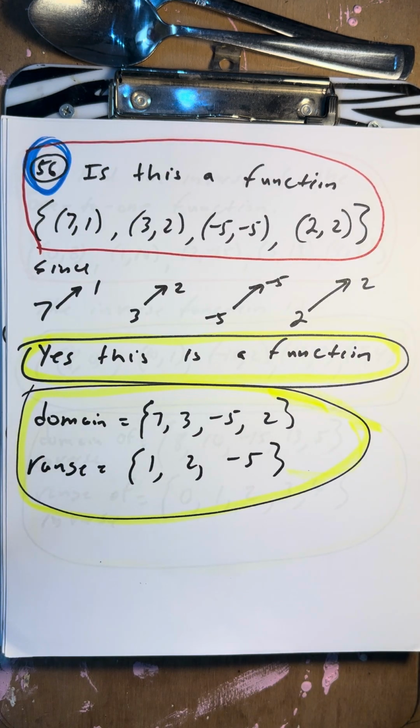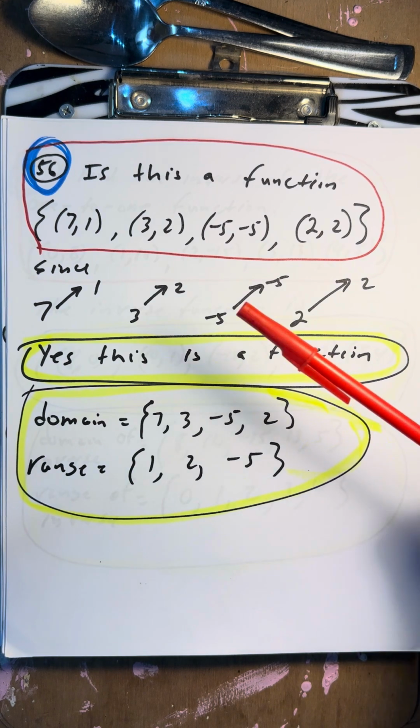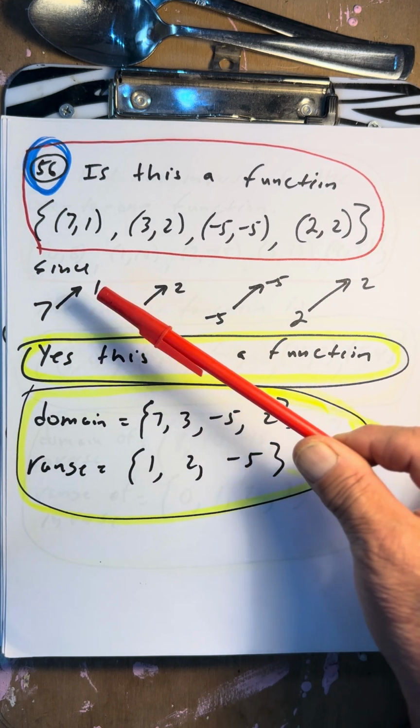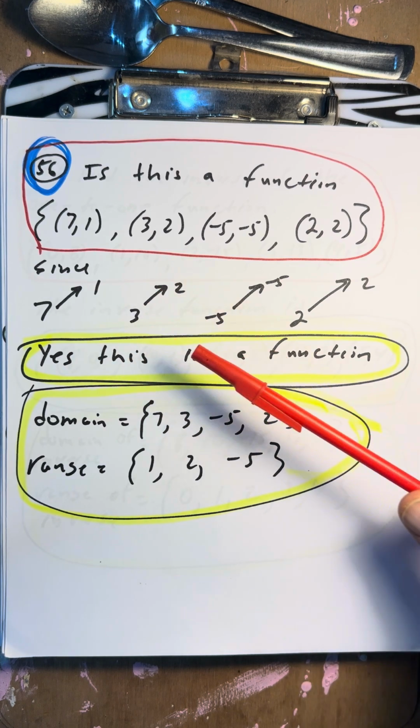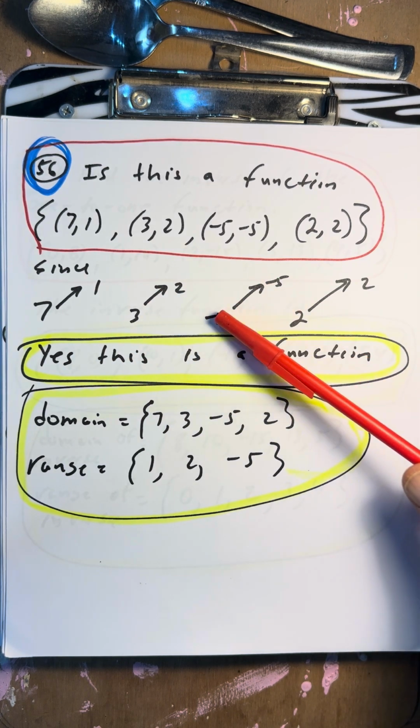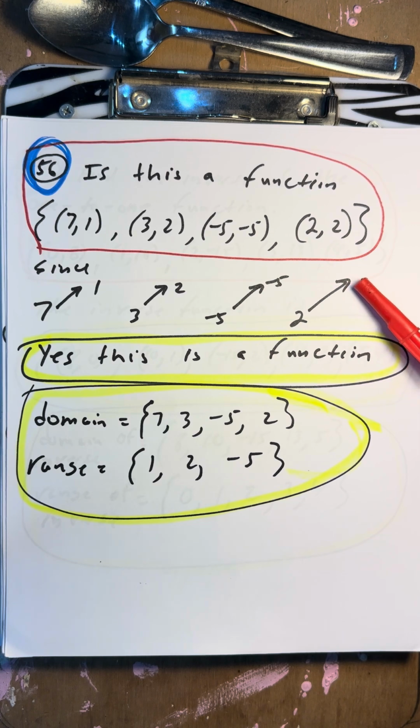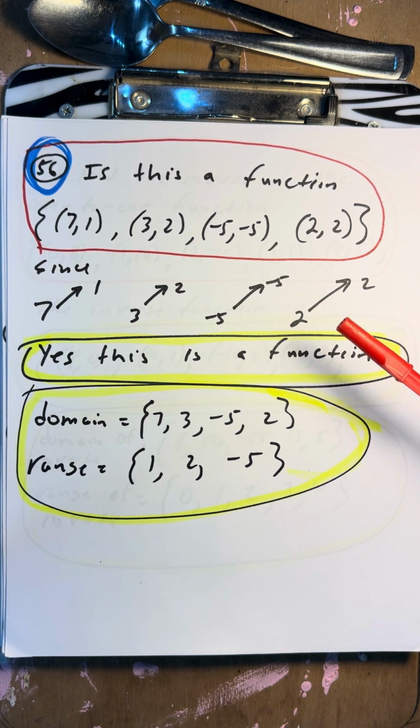All right. Is this a function? Let's see. 7 goes to 1. Does it go anywhere else? Nope. 3 goes to 2. Does it go anywhere else? Nope. -5 goes to -5. That's it. Doesn't go anywhere else. 2 goes to 2. One place only. That's it. Yes, this is a function.